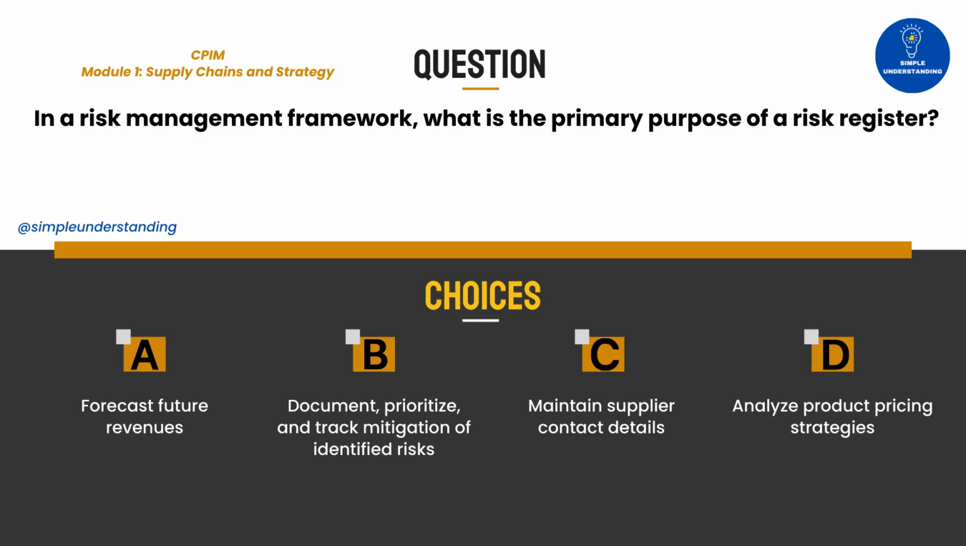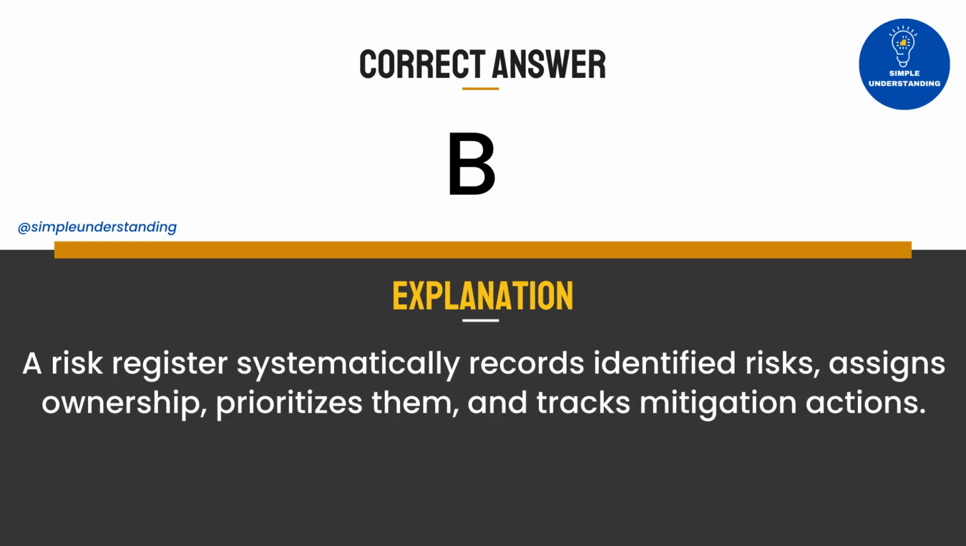Question 19. In a risk management framework, what is the primary purpose of a risk register? A. Forecast future revenues. B. Document, prioritize, and track mitigation of identified risks. C. Maintain supplier contact details. D. Analyze product pricing strategies. Correct answer, B. Explanation. A risk register systematically records identified risks, assigns ownership, prioritizes them, and tracks mitigation actions.